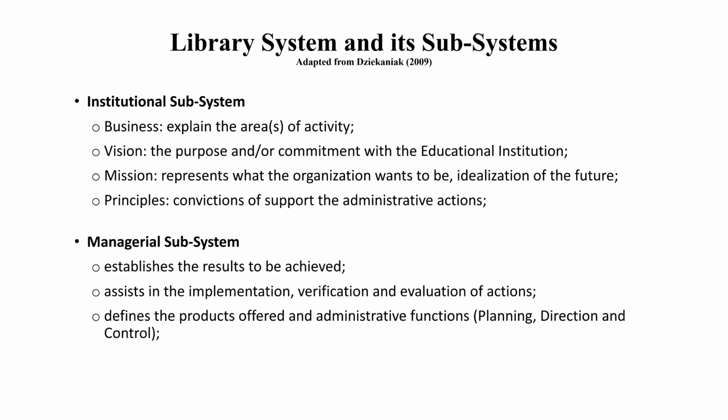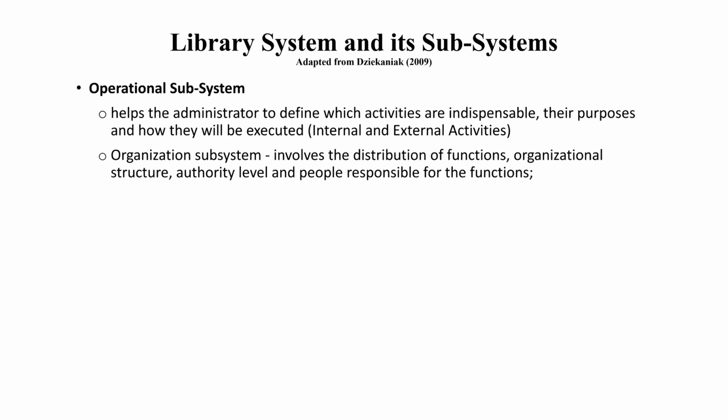Now, managerial subsystem. The managerial subsystem includes the results to be achieved, assists in the implementation, verification and evaluation of action, defines the products offered and administrative functions like planning, direction and control. Operational subsystem. This subsystem helps the administrator to define which activities are indispensable, their purposes and how they will be executed, internal and external activities both.